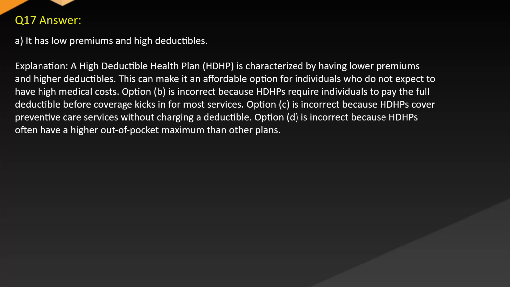Explanation. A high-deductible health plan is characterized by having low premiums and high deductibles. This can make it an affordable option for individuals who do not expect to have high medical costs. Option B is incorrect because HDHPs require individuals to pay the full deductible before coverage kicks in for most services. Option C is incorrect because HDHPs cover preventive care services without charging a deductible. Option D is incorrect because HDHPs often have a higher out-of-pocket maximum than other plans.